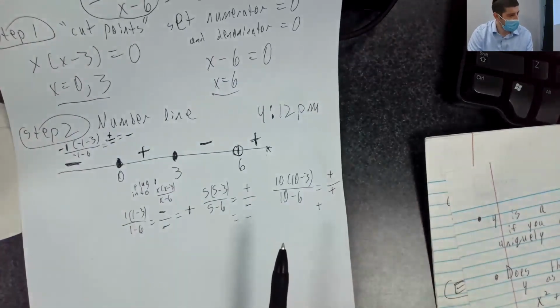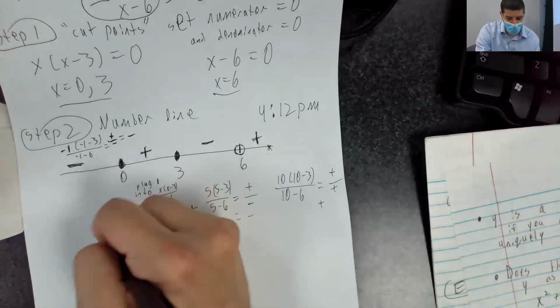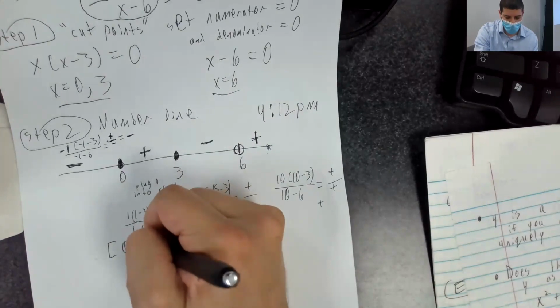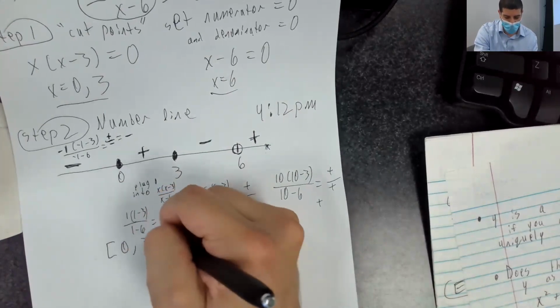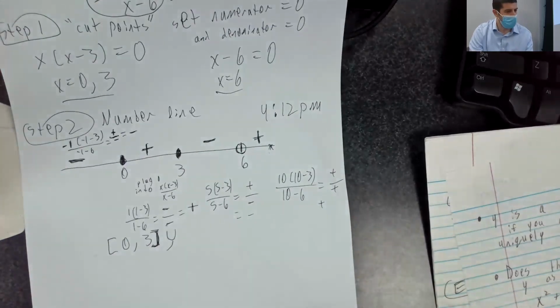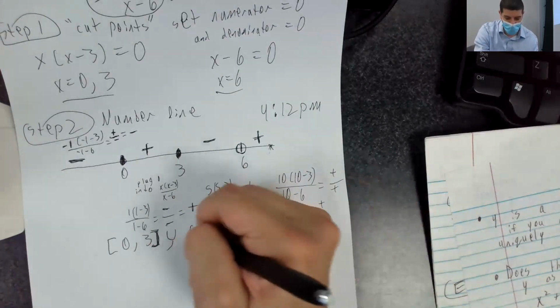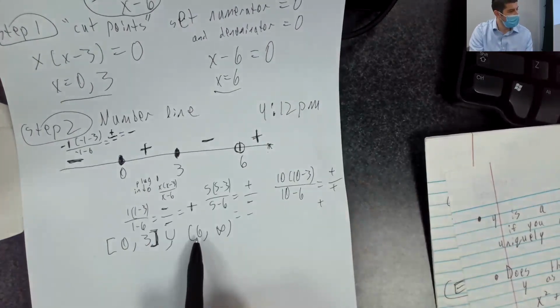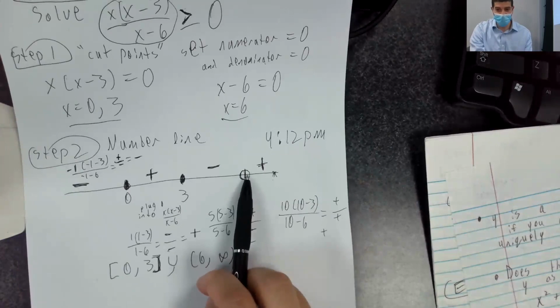Yeah, we'll do intervals. Bracket 0, 3. Bracket 0, 3, union, or you could put union, which is the cup. Parentheses 6, infinity. Good, 6, infinity. And why did you put parentheses and not a bracket? Right, open circle, we don't want 6, right?